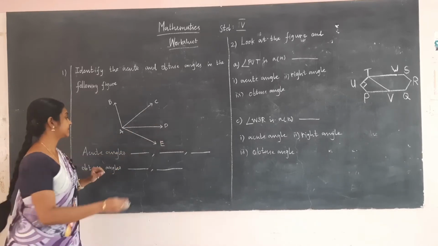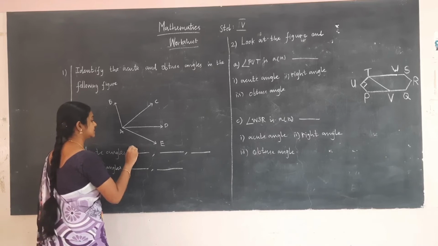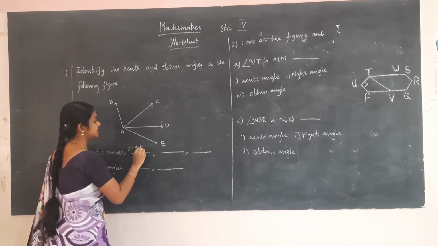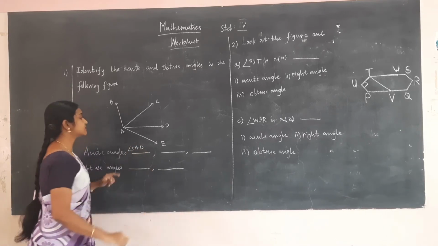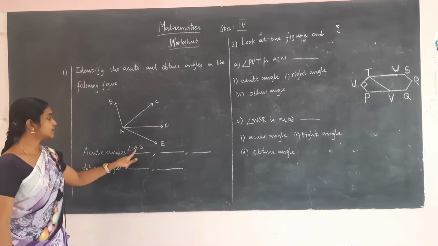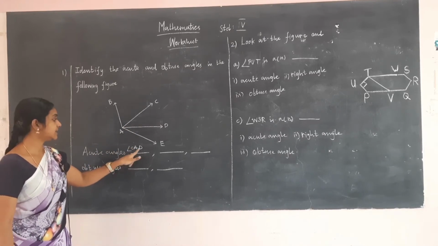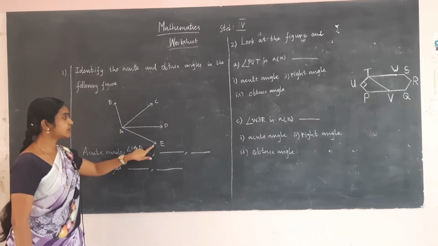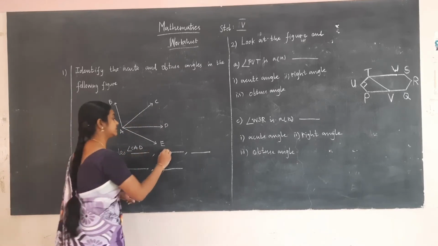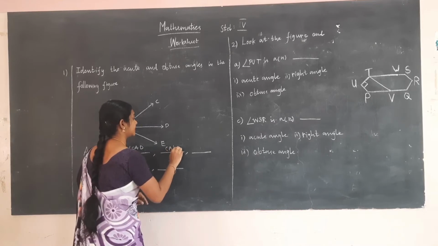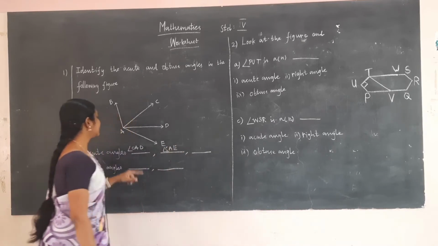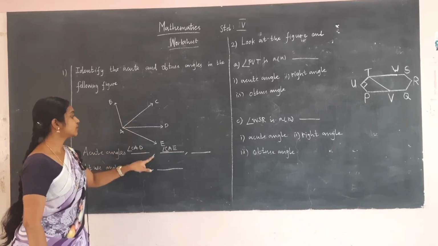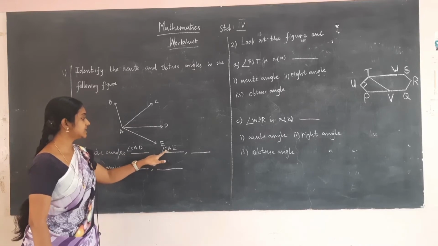CAD. Angle CAD is acute angle. The angle is formed in A. So A should be written in between C and D. Next, CAE is also acute angle. Angle is formed in A. So A should be written in between C and A.